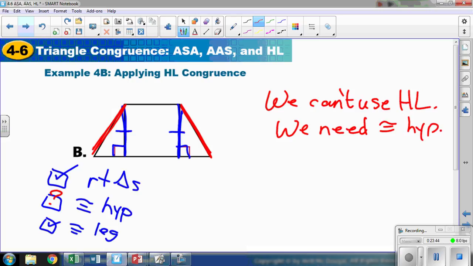We need the congruent hypotenuses. We don't have them yet. Maybe there's some other way to start going after it and figure it out. Maybe there's not. It just depends on the problem. But right now, we don't know.